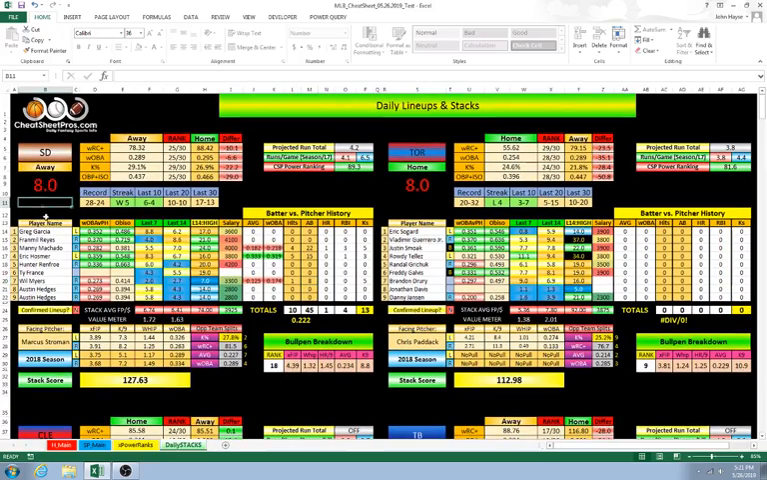I'm also going to look at bringing in the Vegas number and sticking it over here so I can see the spread. Or I might put it over here and then put the run line. Yeah, I might do that. I like that.